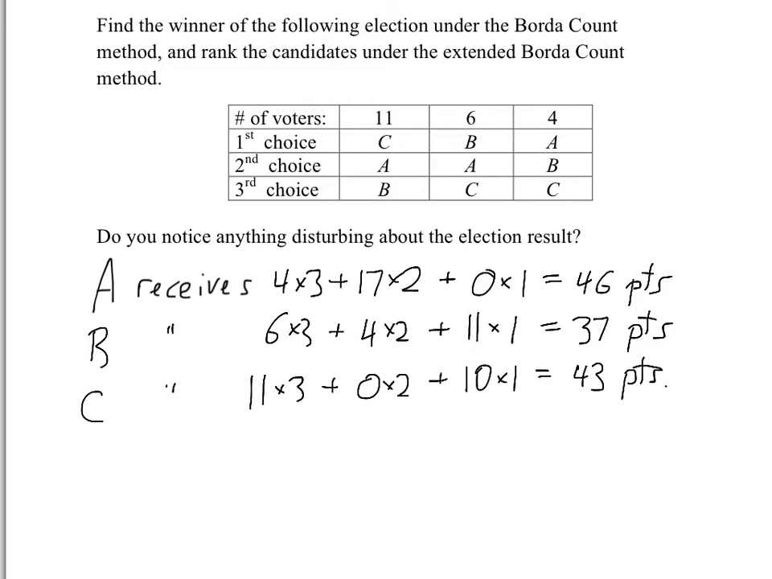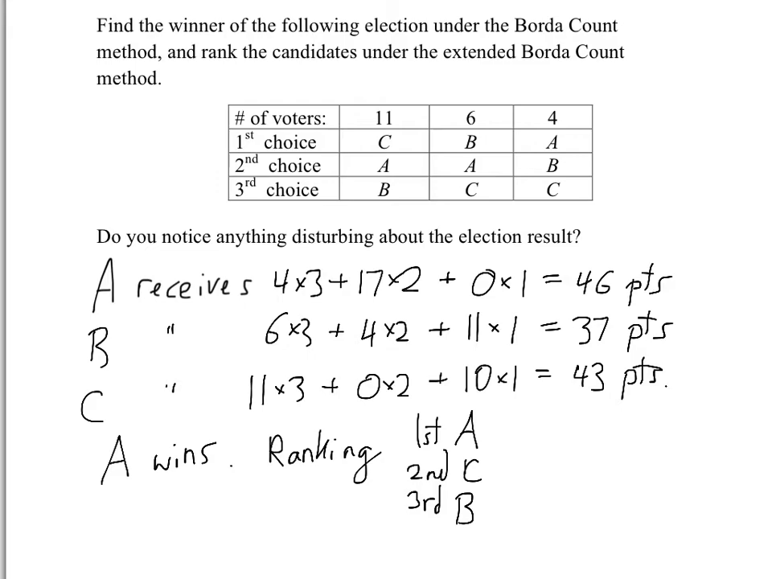So we changed the preference table a little bit. A is still the overall winner, and the ranking under the extended Borda count is, once again, A, then C, then B. Okay, so this is the overall ranking of the candidates under extended Borda count. All right, now, is this disturbing?